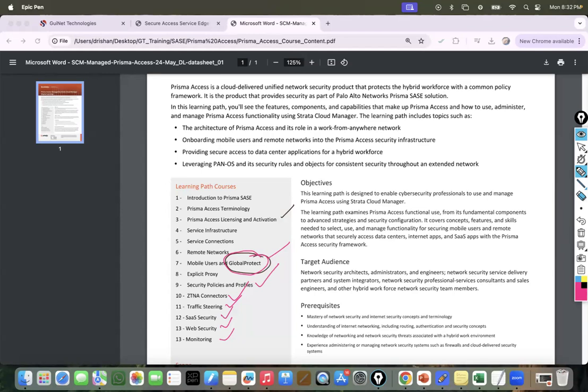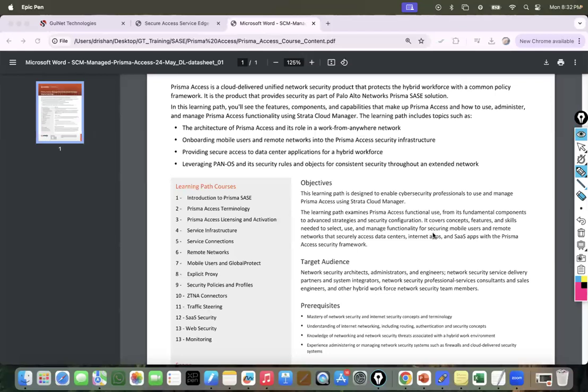So who is the right person, and what kind of objective are we going to get from this particular training? Basically, you can see it's a fundamental component to advance the strategy of the security configuration of the Prisma Access.